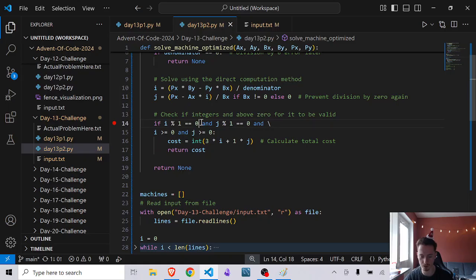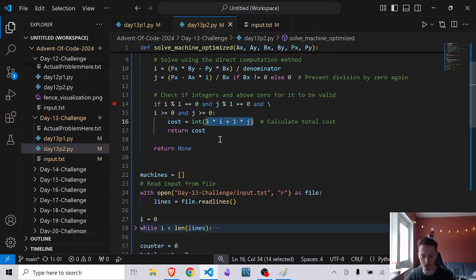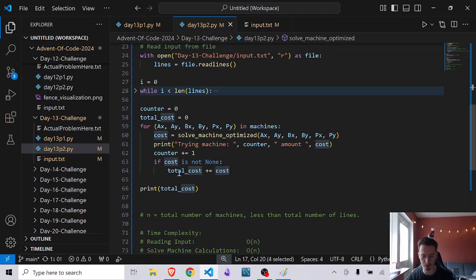So if there is no remainder for i or j, and if they are bigger than 0, because we don't want to get some weird answer where it says, okay, press the button -5 times. We can't really do that. It has to be positive. Then we just calculate the total cost. So it's 3 for the A buttons that we press, and then 1 for the B buttons that we press. Then we return the cost, and I've done the exact same thing here. I added to the total, and I also have trying machine and how much cost.